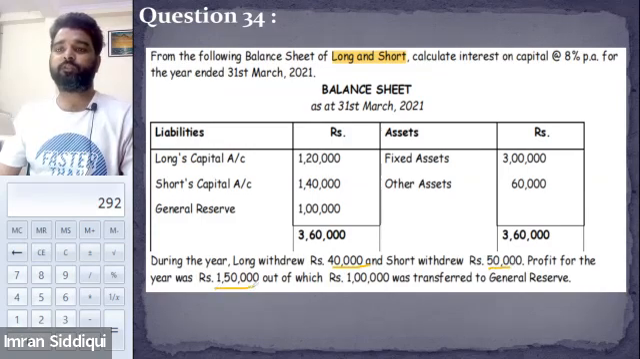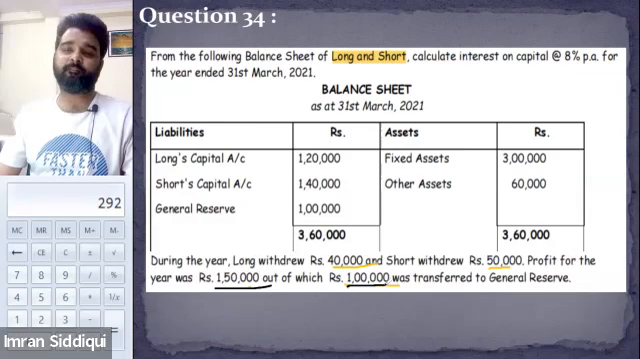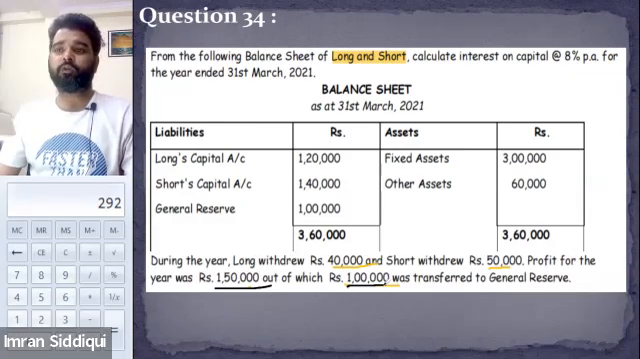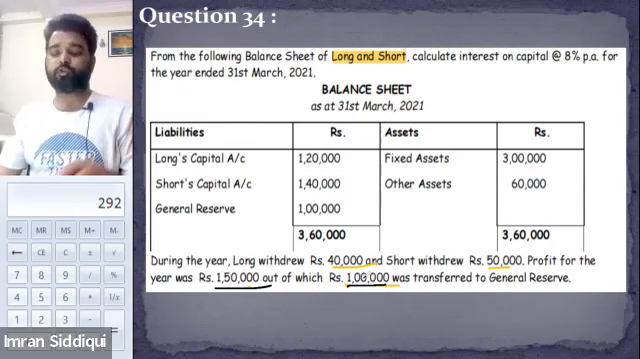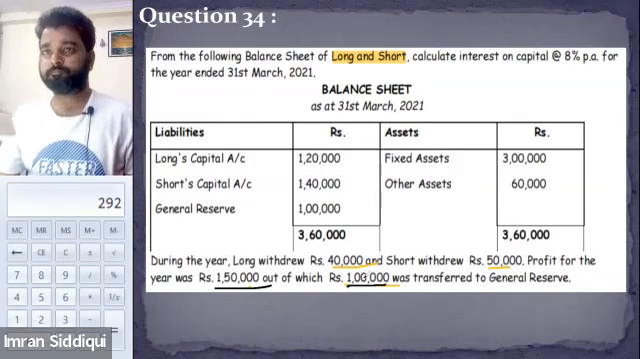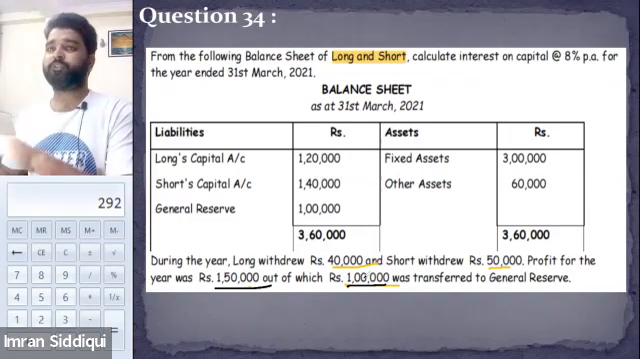Profit is given 1,50,000, and the question is saying that out of 1,50,000, 1 lakh was transferred to the general reserve. Okay, so the value that gets transferred to the general reserve is not divided among the partners by way of profit. Any remaining amount exceeding what is already transferred to the general reserve is credited among the partners by way of profit. The amount which is transferred to the general reserve does not get allocated among the partners. Okay, so let's continue with question number 34.